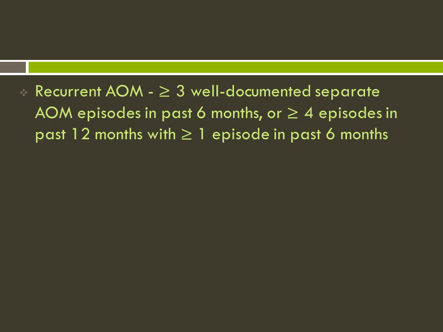If they do have a recurrence of their acute otitis media, it would be if they have equal to or over 3 well-documented separate episodes in the past 6 months, or greater than 4 episodes in 12 months, or even greater than 1 episode in the past 6 months.